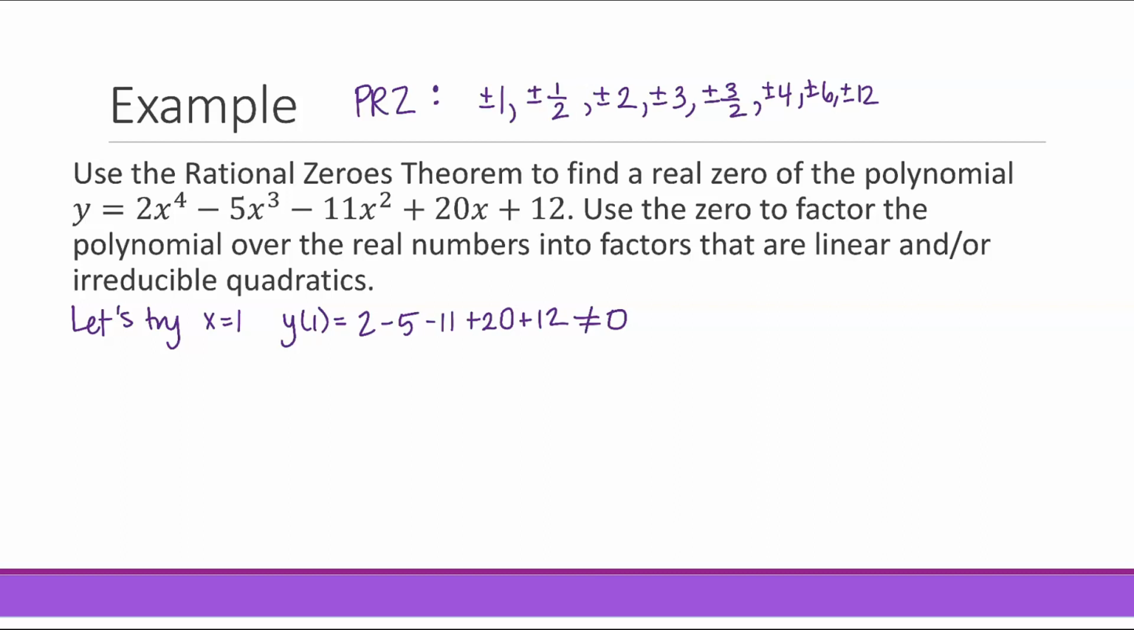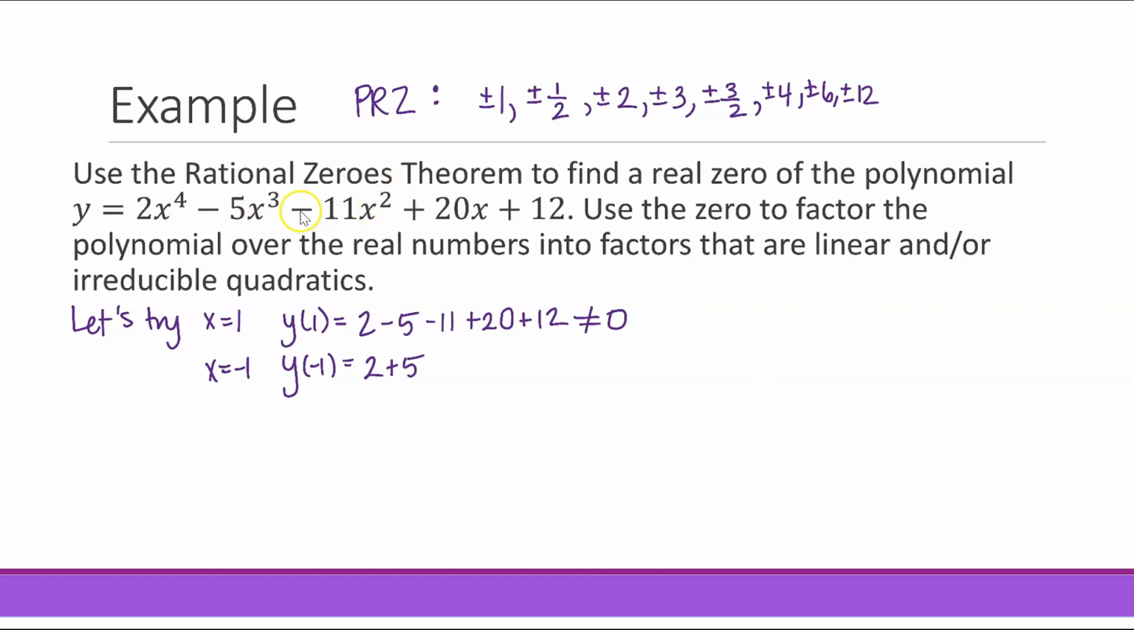If not, move on, because we have to move down this list until we find one that works. So now I'm going to go ahead and try negative 1. Let's see what happens. If I plug in a negative 1 into the first term, I'm still going to get a positive 2. Into the second term, a negative 1 is going to give me a positive 5.